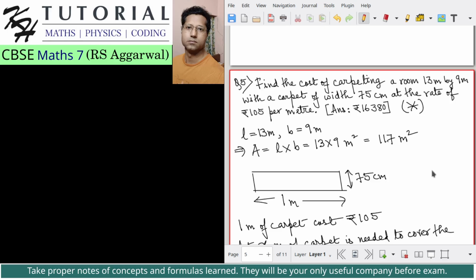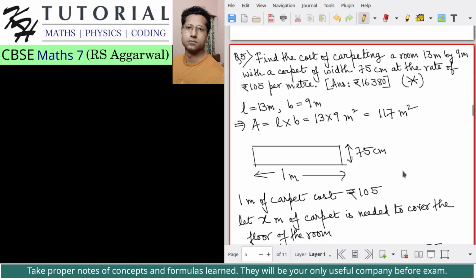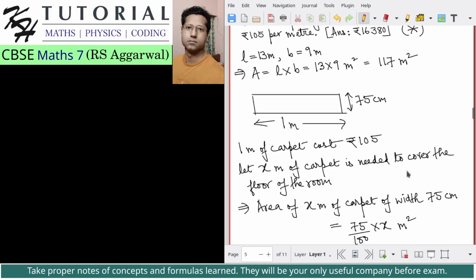Find the cost of carpeting a room 13 by 9 with a carpet of 75 centimeter at the rate of, okay, this is fine. So the area of the floor of the room will be 13 multiplied by 9, which is 117 meter square.